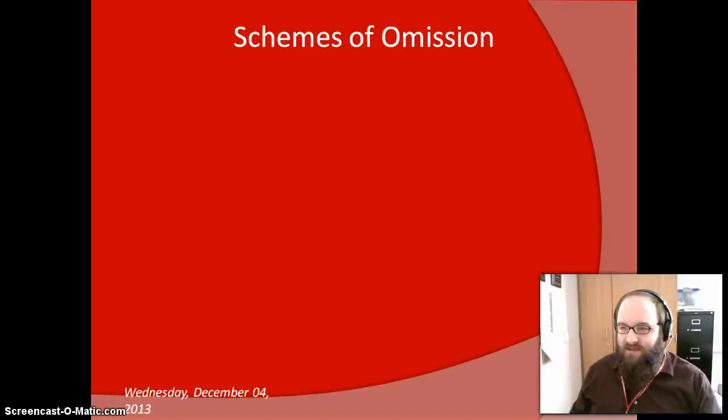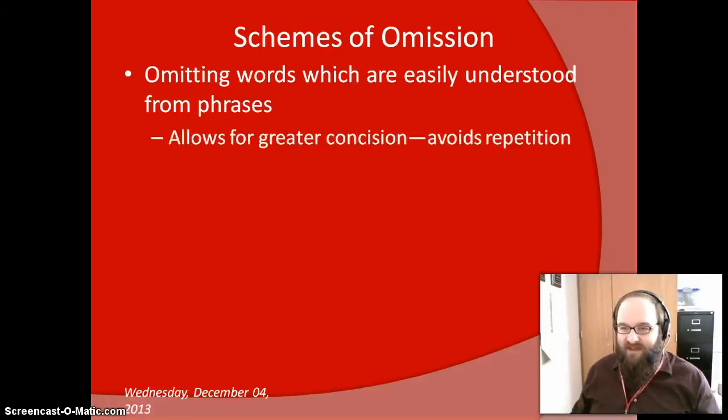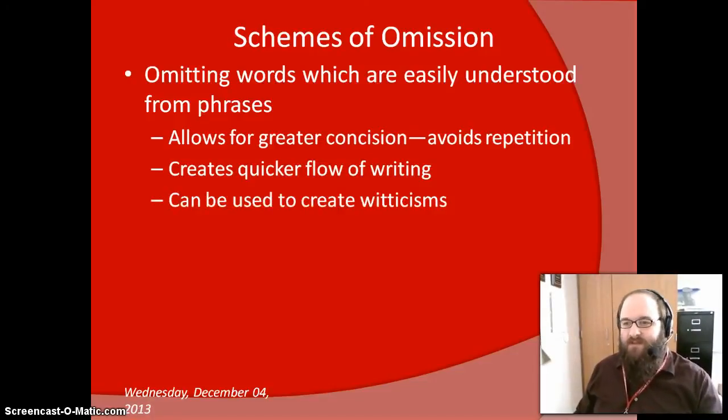Schemes of omission are a little bit more difficult because a lot of you haven't really studied them before, but let's dive right in. Schemes of omission simply occur when you omit words which are easily understood from phrases, words which could be easily supplied by our brains. In fact, we often don't even notice these as schemes because our brains fill in the gaps. Schemes of omission allow for greater concision, help us avoid repetition, and create a quicker flow of writing. Certain schemes of omission can also be used to create witticisms, very witty and clever remarks, and we'll see a bit of that in a minute.